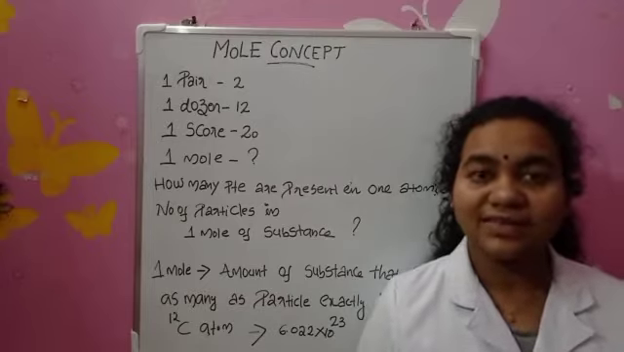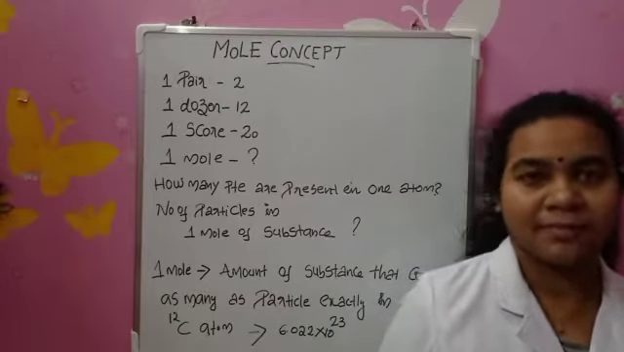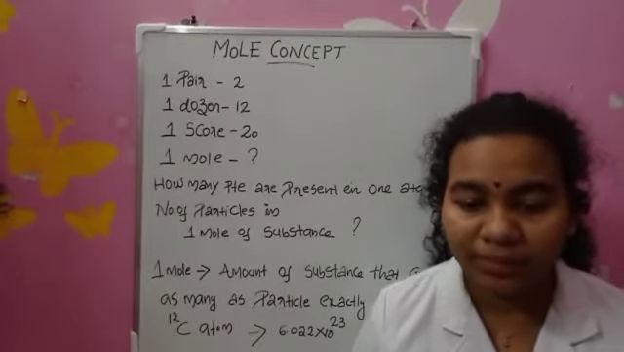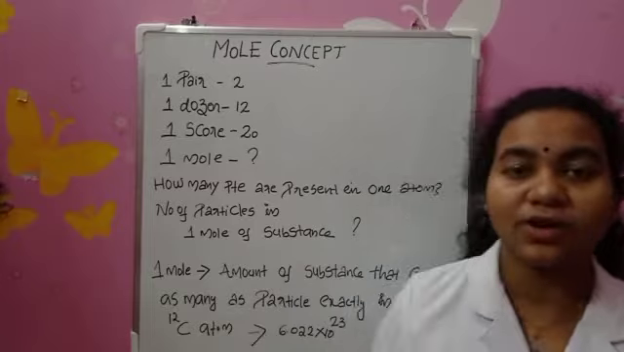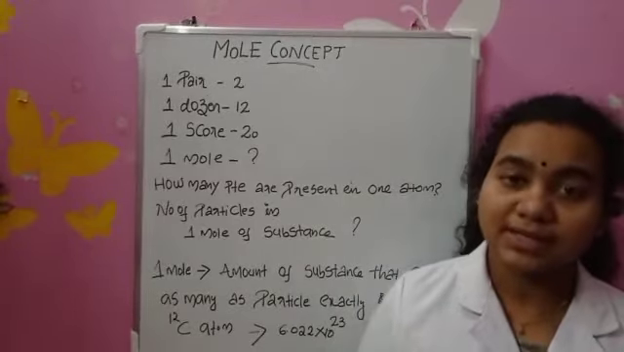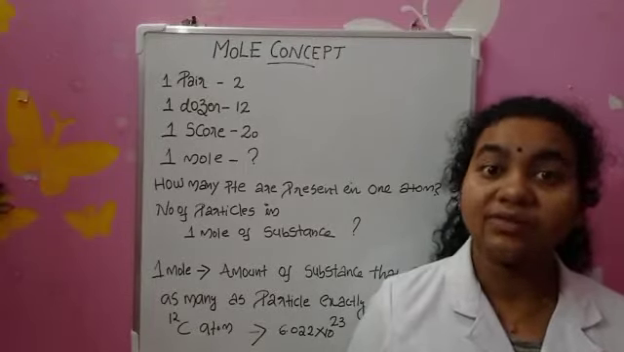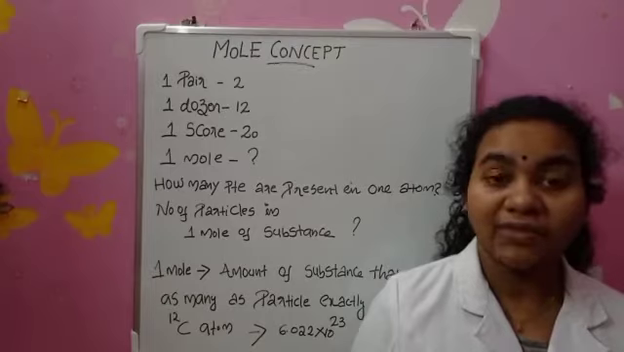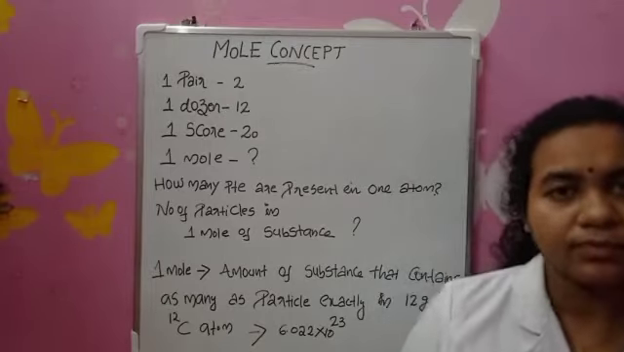So last class we discussed molecular mass, formula unit mass, etc. There is a very important concept in chemistry called the mole concept. In today's class we are going to discuss what the mole concept is, how we can define one mole, and how we can calculate the number of moles in a given substance.